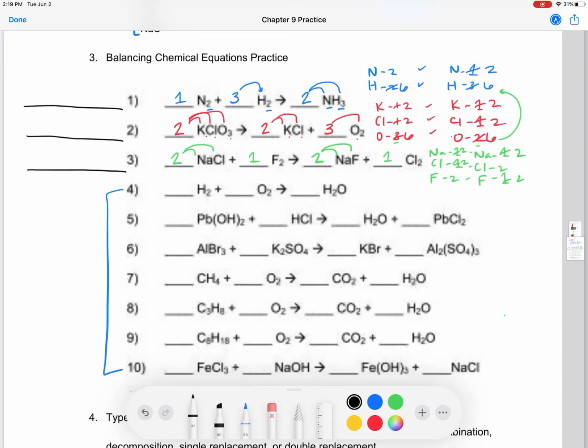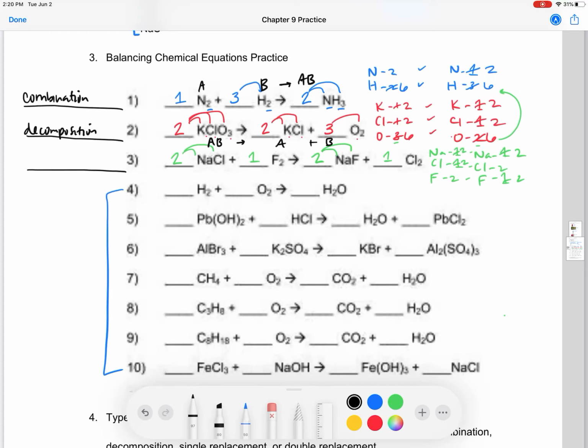So when I have nitrogen plus hydrogen making ammonia, I am taking A plus B and making AB, and we call this combination or synthesis. On this hand, I have AB becoming A plus B. It's breaking apart. This is decomposition. It's the opposite of combination.